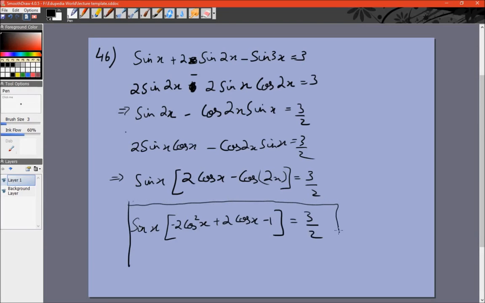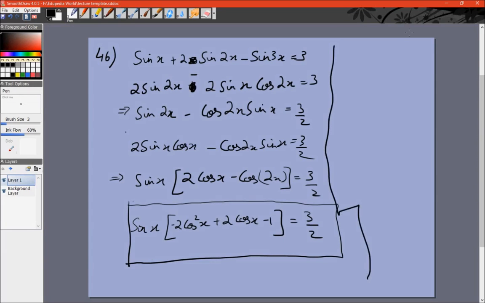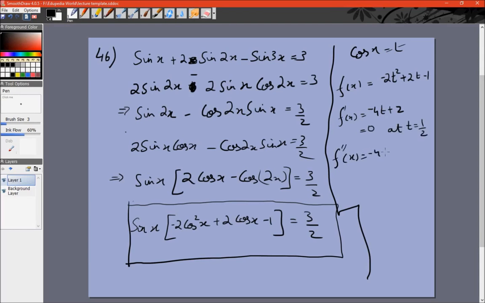Now sin x is always between 1 and minus 1. So this other term has to be greater than 1 for this result to follow. So let's look at this term for a second. Let's say cos x is equal to t, which means the term in the bracket f(t) is minus 2t square plus 2t minus 1. F dash is minus 4t plus 2, which is 0 at t is equal to 1 by 2. F double dash is minus 4, which is negative, which means this is a maxima at t is equal to half.